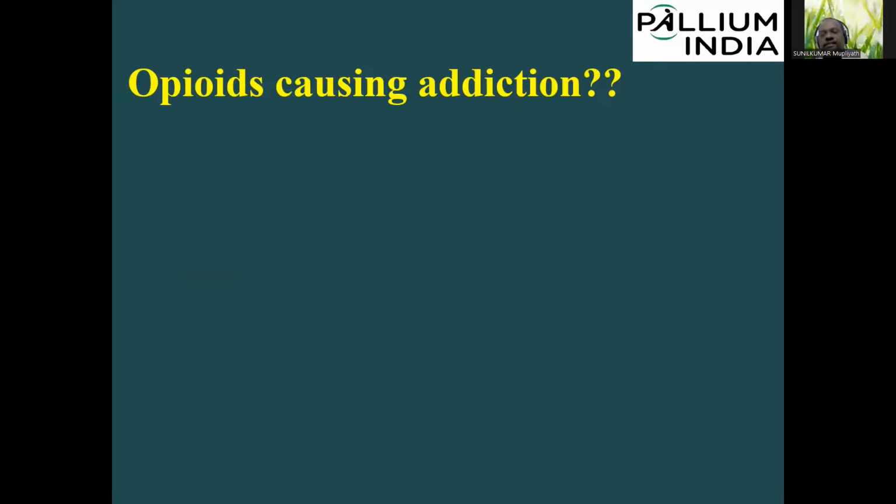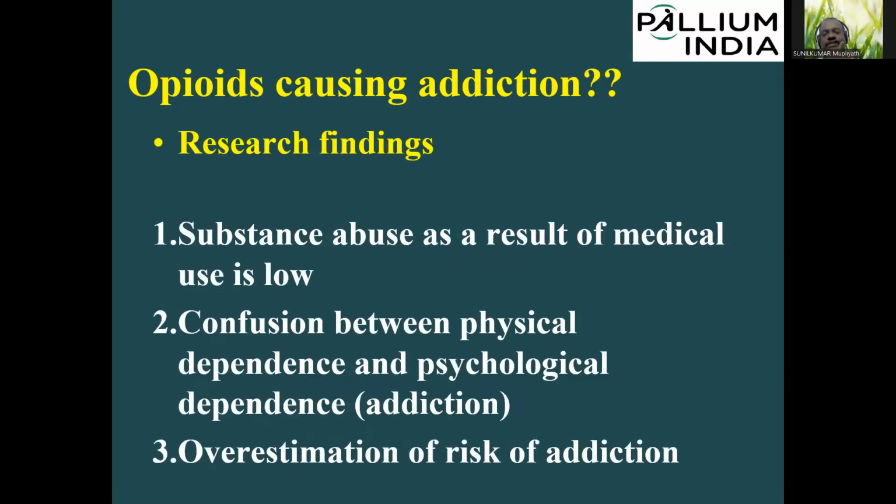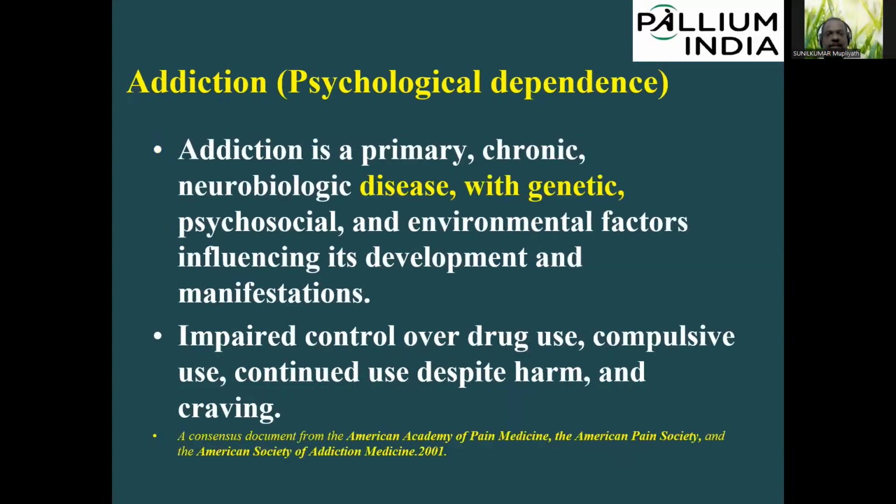This is another thing which you might be fearing, opioids causing addiction. So what you have to understand is there are two types of dependence. One is physical dependence and the other one is psychological dependence. Psychological dependence is addiction. Whereas physical dependence is manifested by withdrawal reaction. So this is the definition of addiction by the American Academy of Pain Medicine.